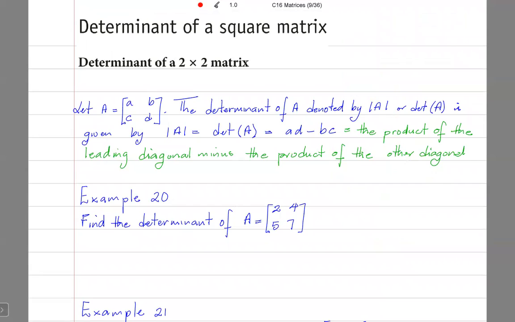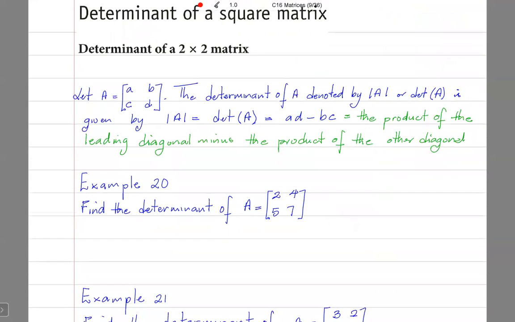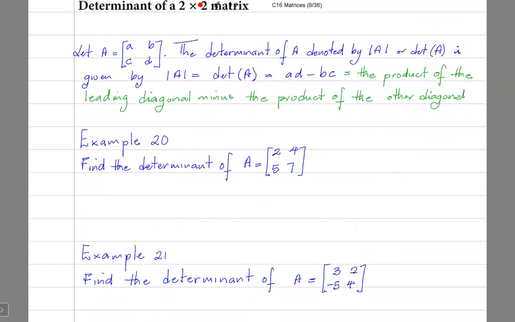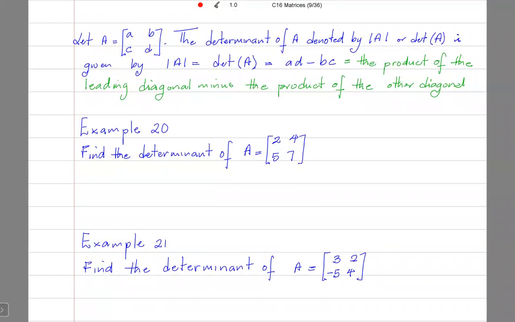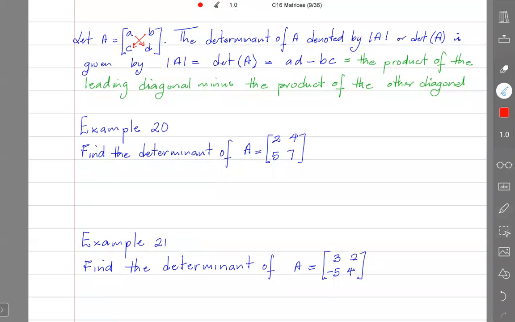All right, next we're going to look at the determinant of a square matrix. We're going to start by looking at the determinant of a 2 by 2 matrix. Let A be the matrix A, B, C, D. The determinant of A, denoted by A with the 2 strokes at the side, or DET A in brackets, is given by AD minus BC. That is A times D minus B times C. In other words, it is the product of the leading diagonal elements minus the product of the other diagonal.